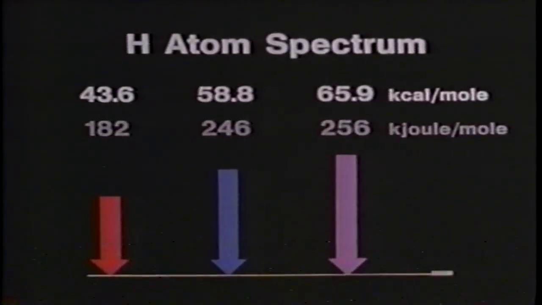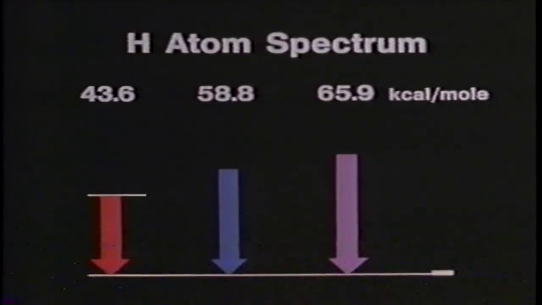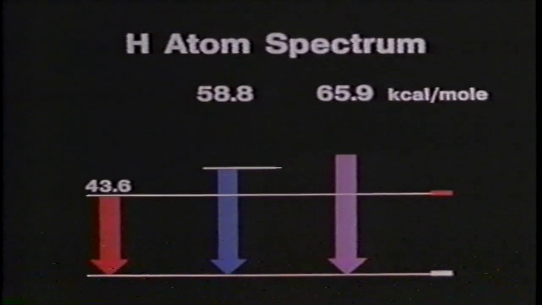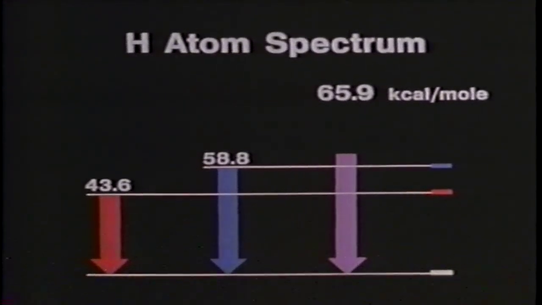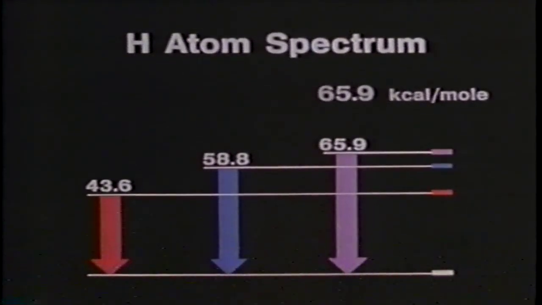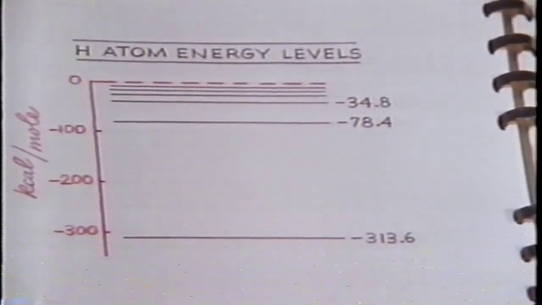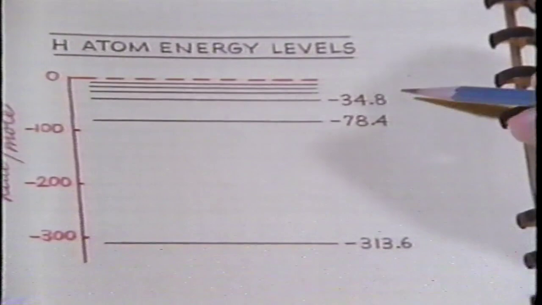These energy changes reveal the spacings between the possible energy contents, or energy levels, of the hydrogen atom. When all such spectral information is collected, we are led to the hydrogen atom energy level diagram.